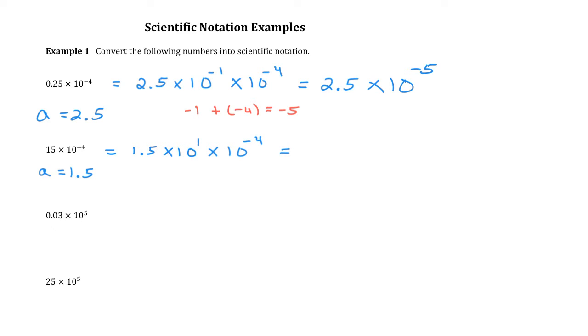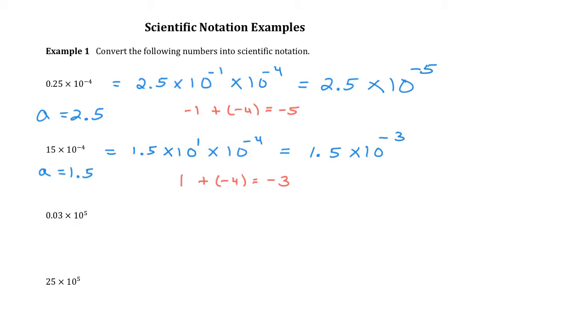To get my final answer, I'm going to multiply these two terms together, but that essentially is, again, adding the exponents. So it's now 1 plus negative 4, which is negative 3. The final answer here is 1.5 times 10 to the negative 3rd power. So now looking at a couple of examples using a positive exponent.